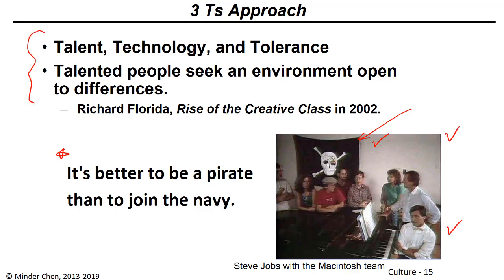And this brings to Richard Florida's book called The Rise of the Creative Class, published in 2002. He studied regional economics. He found that regions that tend to be very creative and innovative tend to have talent, technology, and the third T is tolerance. He found that tolerance of different ideas, different personalities, people with different backgrounds is a very important attribute for an organization or for regions to have very creative, innovative cultures. And he believed that talented people seek an environment that is open to differences.